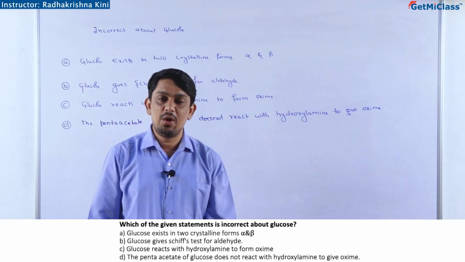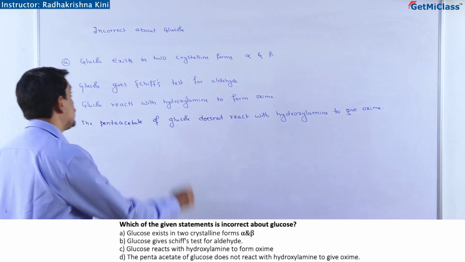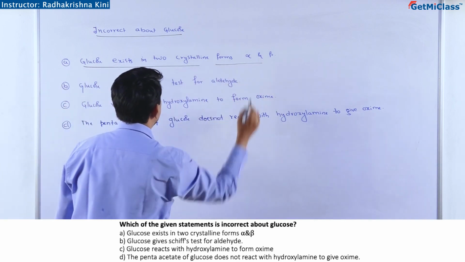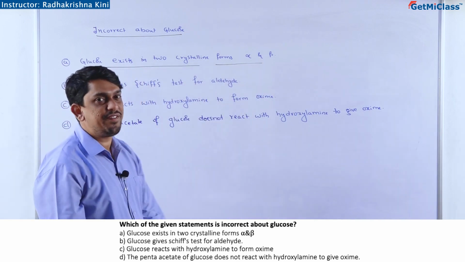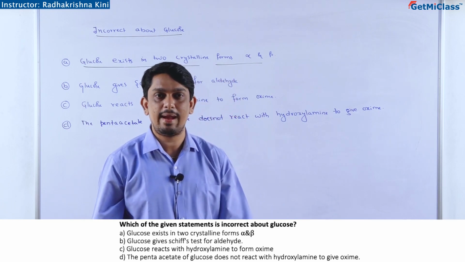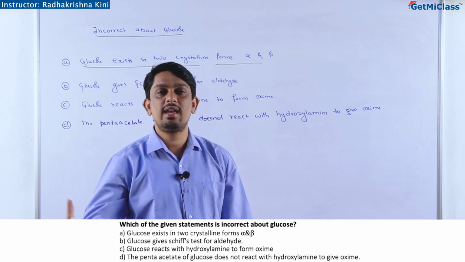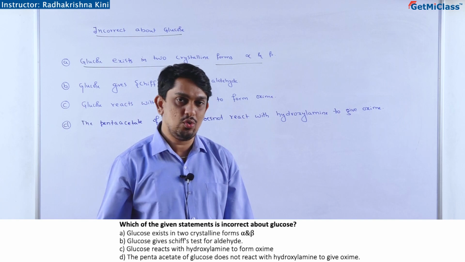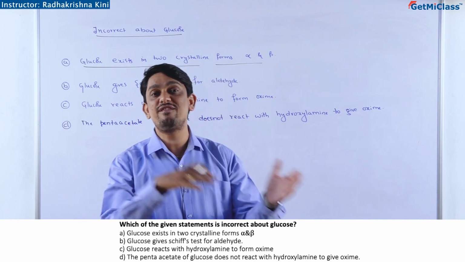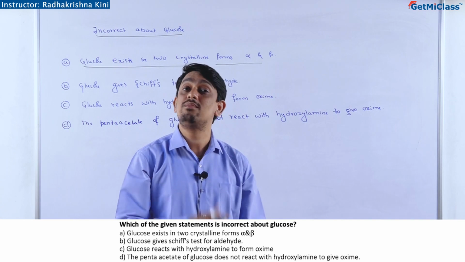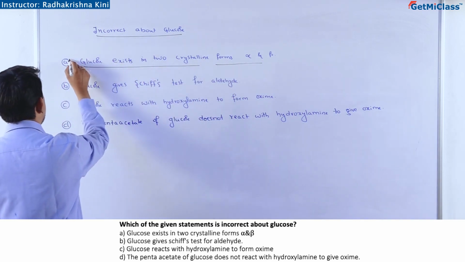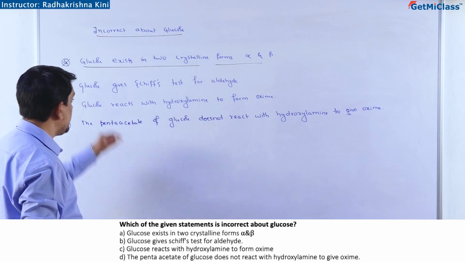You should find out the incorrect statement about glucose. First, glucose exists in two crystalline forms, alpha and beta. I know that it's a very common thing we have read in the chapter. Glucose can be alpha D glucose, it can be beta D glucose. It exists in alpha form, it exists in beta form. We have seen it. So it is the right statement, so it cannot be the answer.